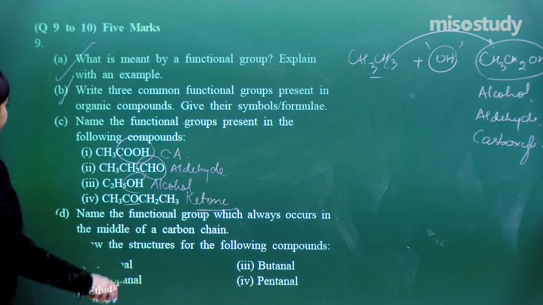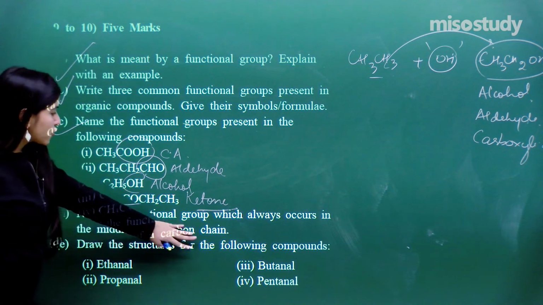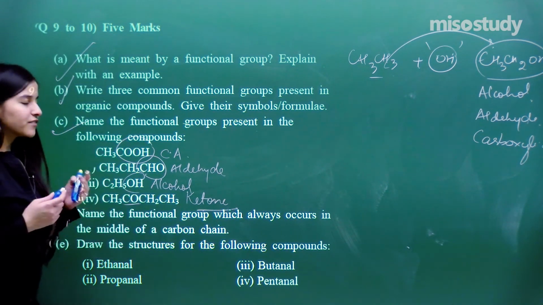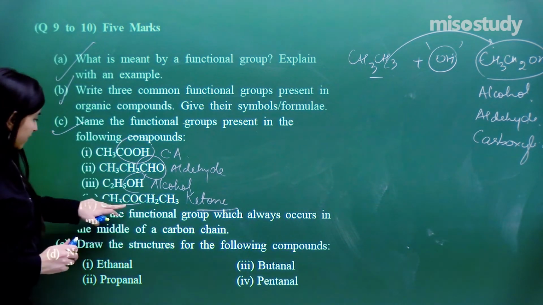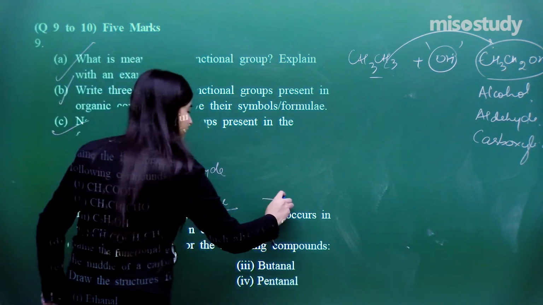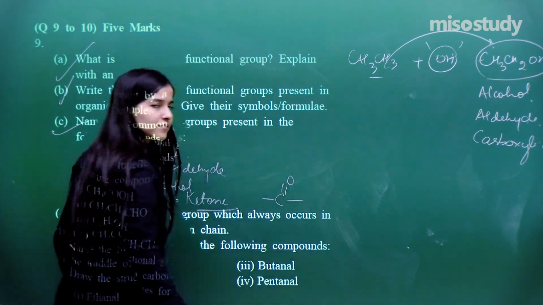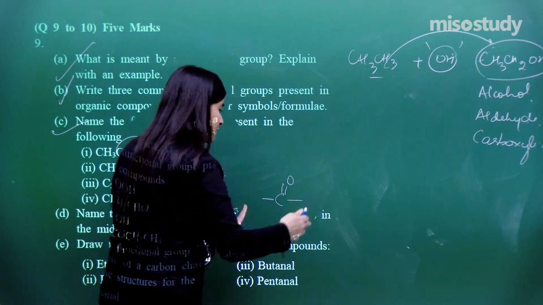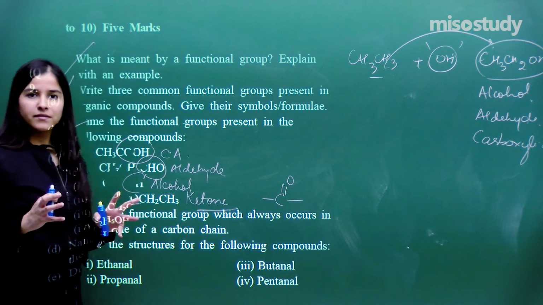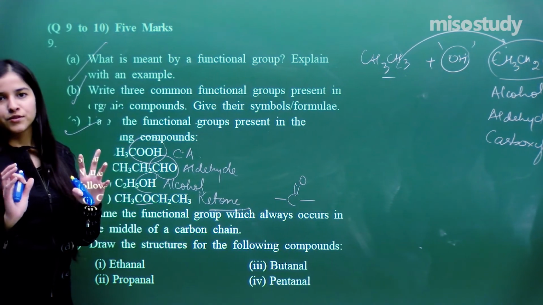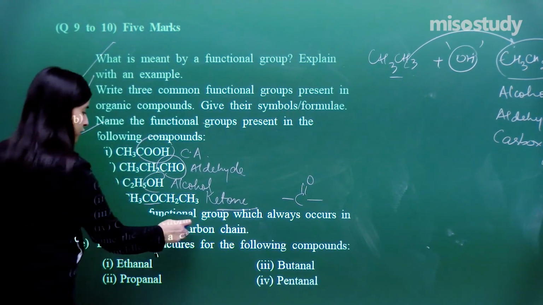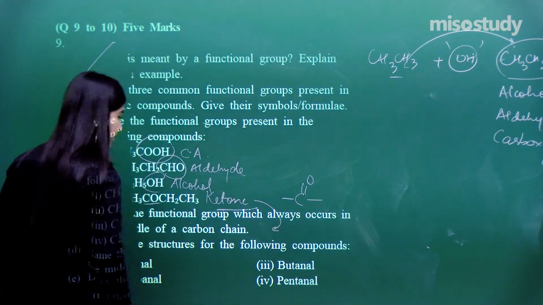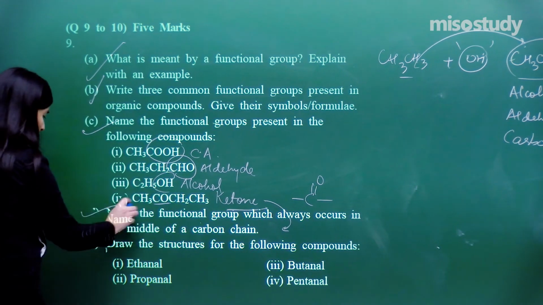Next one, name the functional group which is always occurring in the middle of the carbon chain. Middle of the carbon chain, the ketone, the carbonyl group is always in the middle, and the 2 valencies, or I can say the vacancies are there, which will accommodate 2 R groups, 2 alkyl groups, fine. So, this is going to be again ketone is the answer. So, this one also done.